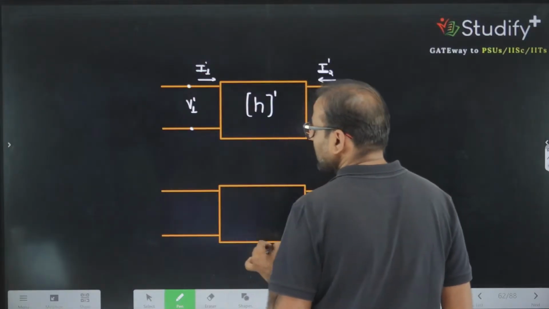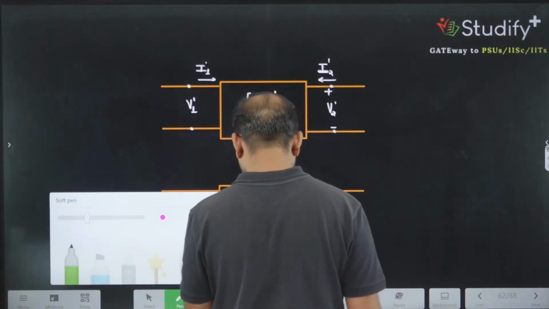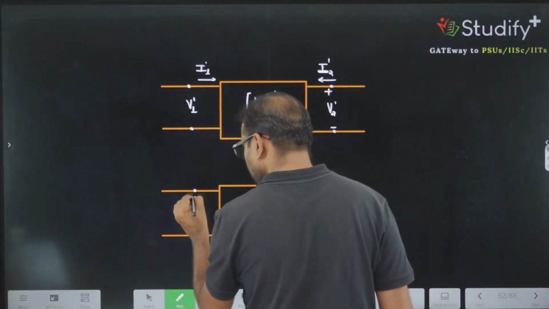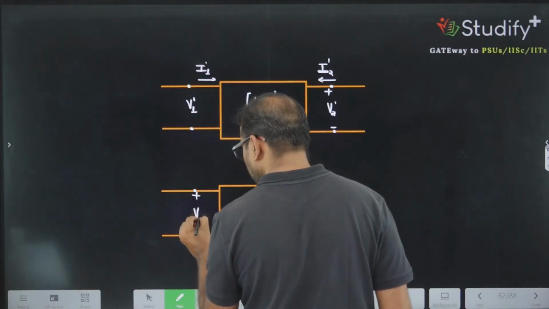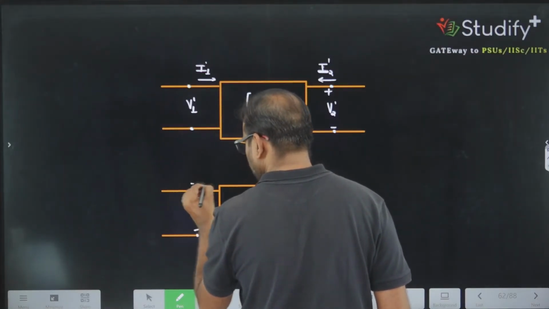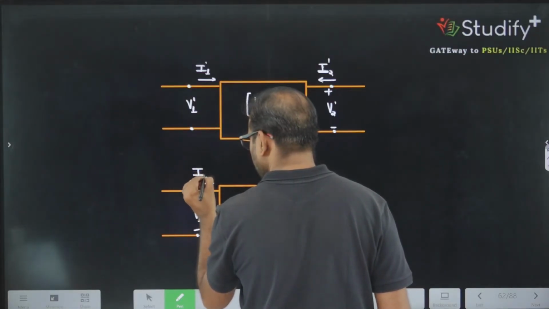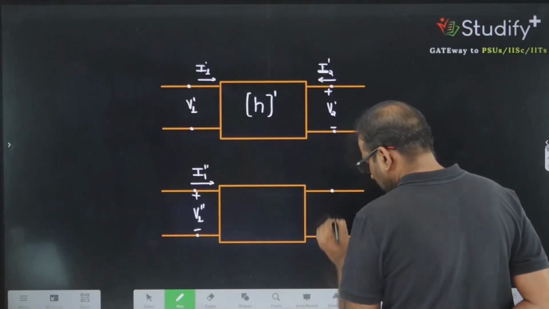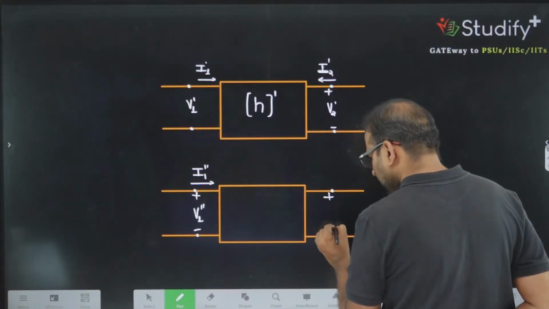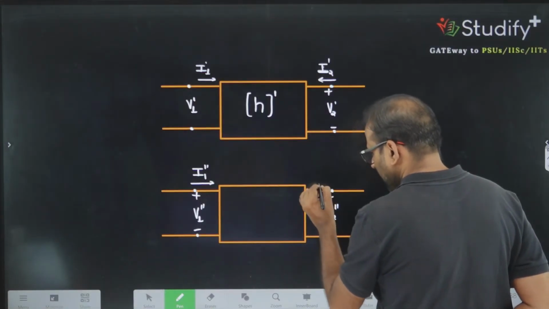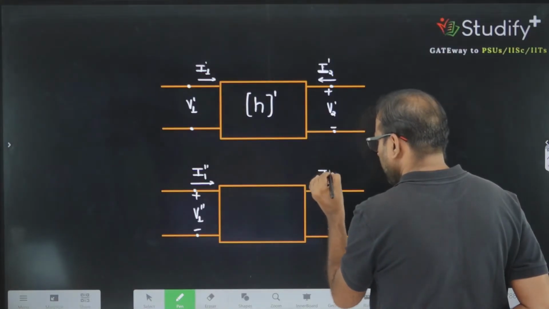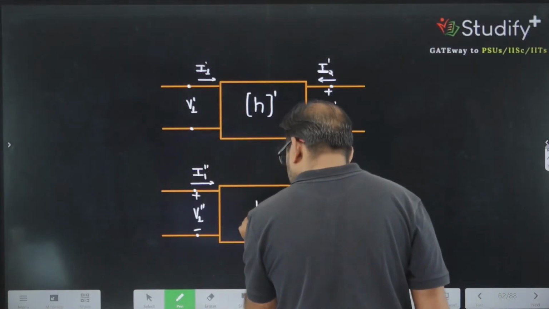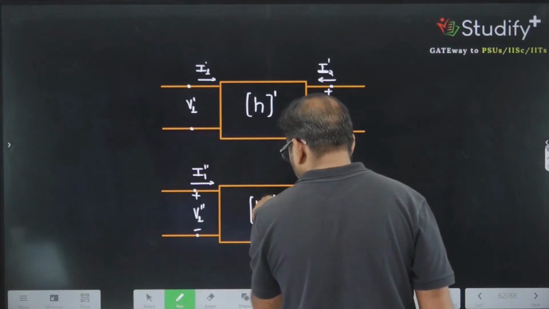Next we are having the second two-port network, and this two-port network is having potential V1 double prime and current I1 double prime. Correct? Here we are having the potential V2 double prime and current I2 double prime. And I am defining this as the H parameter of the double prime network.